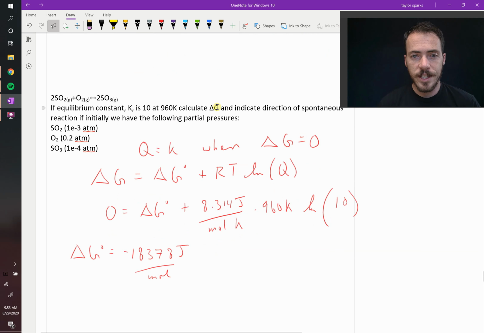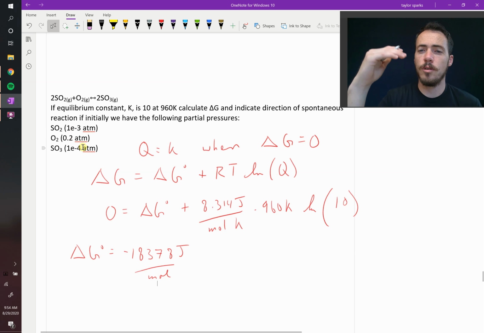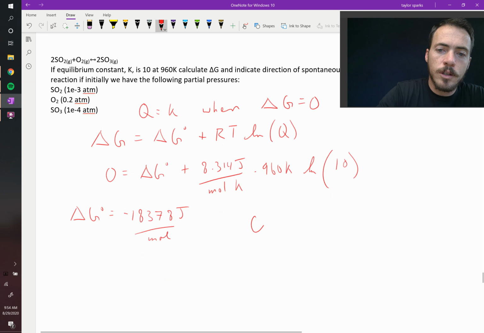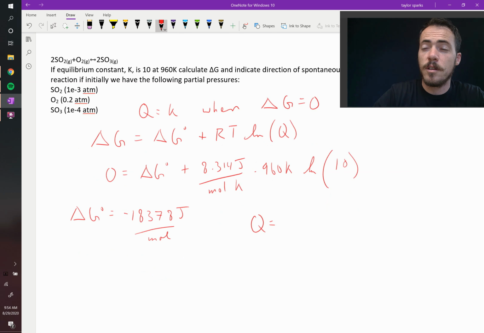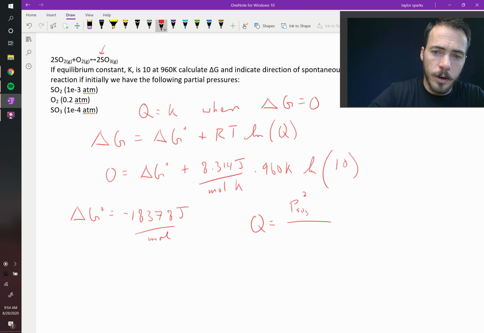We were asked to solve for delta G, not delta G naught. So if we want to solve for delta G, we now know delta G naught plus RT natural log Q. The only thing we need to figure out is Q for these exact conditions. So it's going to be products over reactants. Q, for those starting conditions, is going to be the partial pressure of SO3, and that's going to be squared because there is a 2 coefficient in front of it. And then the reactants, we've got partial pressure of oxygen, don't do anything to that, multiplied by the partial pressure of SO2, and that is also squared.